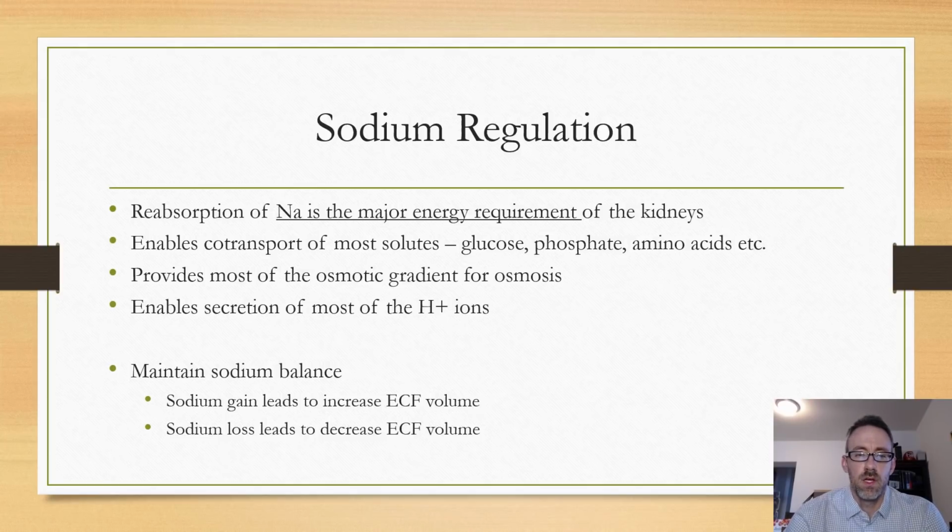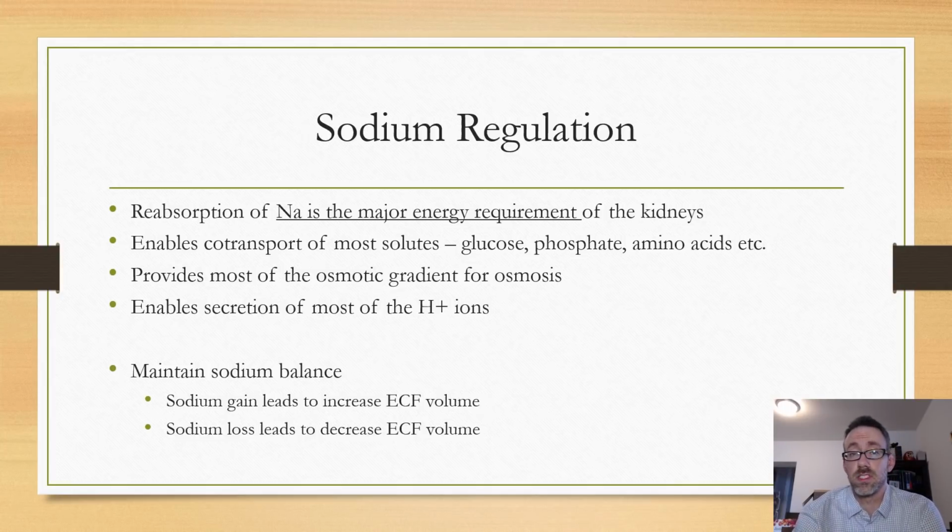So to start with sodium regulation, first off, throughout the day we reabsorb most of our sodium. And the reabsorption of sodium is the major energy requirement of the kidney. In other words, a lot of the transport mechanisms we use to transport sodium from inside the nephron lumen back into the blood require a lot of ATP. And so that's really its major energy requirement.